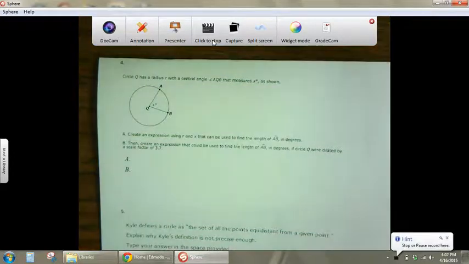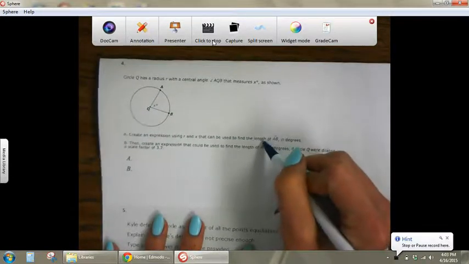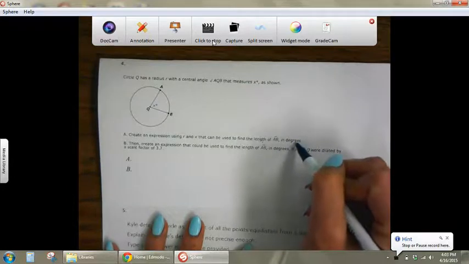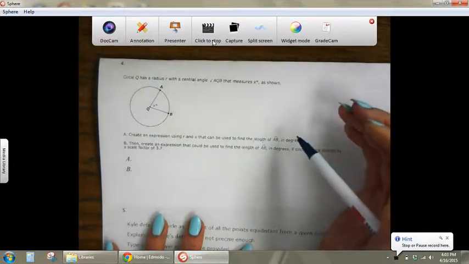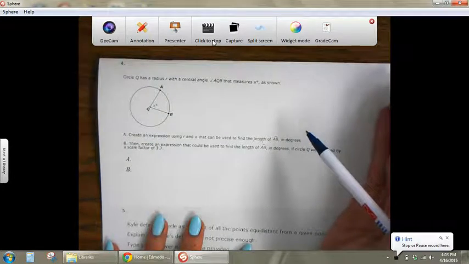Alright, in problem number 4, we are asked to create an expression for part A using r and x that can be used to find the length of AB. Now, the problem that I have with this problem that I wrote to the creators of this review was that they said find the length in degrees. Now, I have a problem with that because length is never measured in degrees. Length is always measured in units.